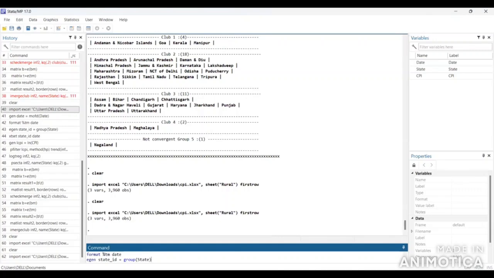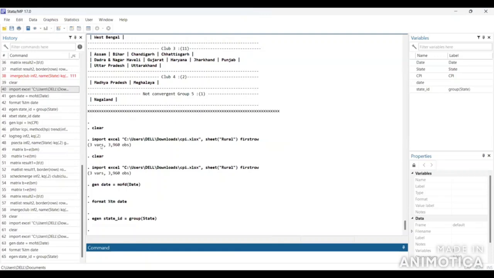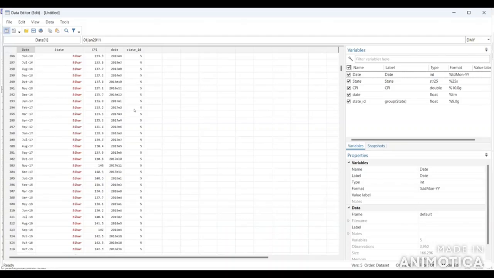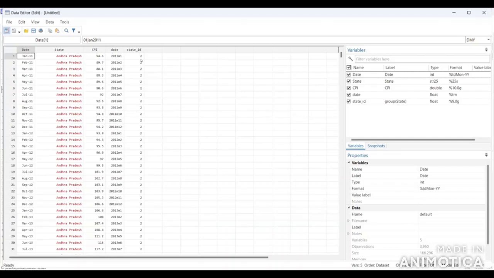See, I have first formatted the date so that the date becomes readable to STATA. After that, I am generating an ID for the state so that STATA will be able to read it. Now, if we check again, you'll see that every state got its own ID. For example, 2 is for Andhra and so on, 4, 5, 6. So STATA will read 2 instead of Andhra Pradesh, and like that.